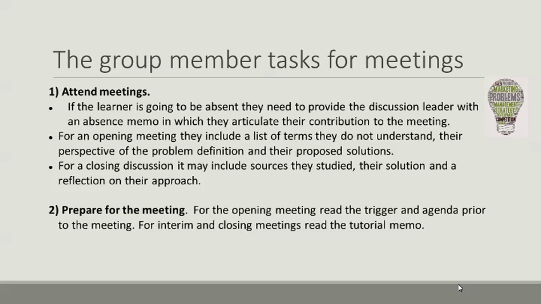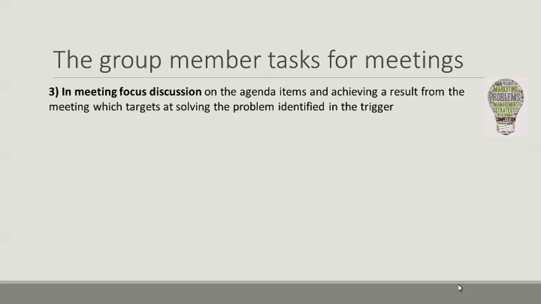For the opening meeting, read the trigger and agenda prior to the meeting. For interim and closing meetings, read the tutorial memo. In the meeting, they need to focus the discussion on the agenda items and achieving a result from the meeting which targets solving the problem identified in the trigger.